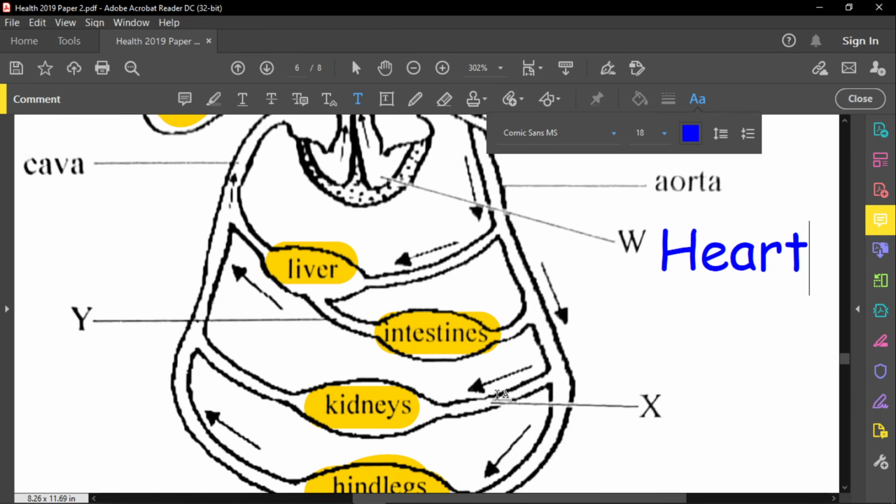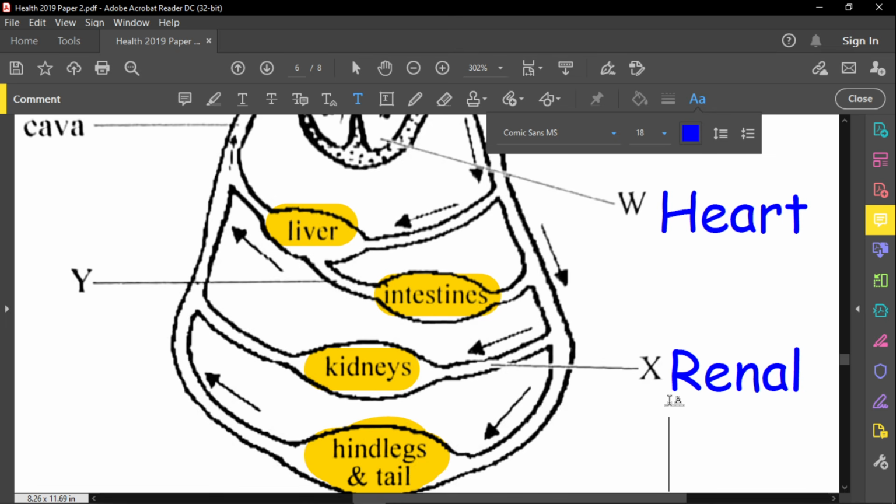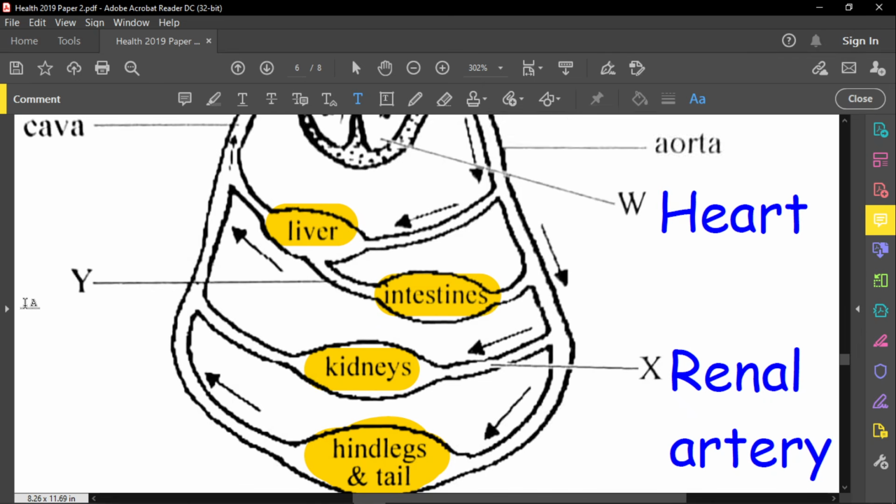And then going to the kidney, coming from the aorta, this will be renal. Once you say kidney, it's going to be renal. But what it is, it's going to be renal artery. Because remember, coming from the aorta, it is an artery. Okay, just make a note of that. And then going from the intestine to the liver, that will be a vein, but that vein is called the hepatic portal vein.